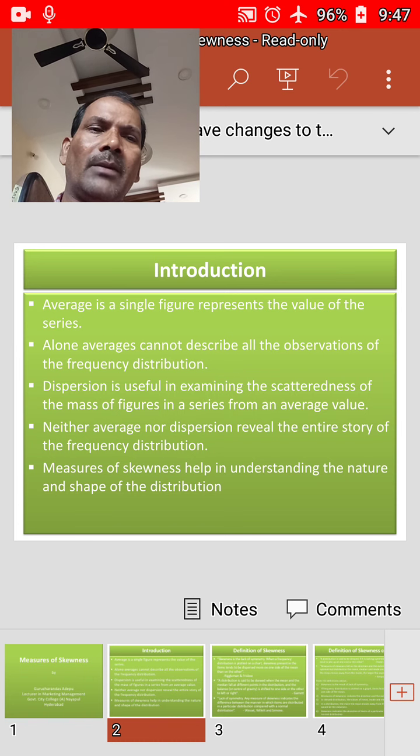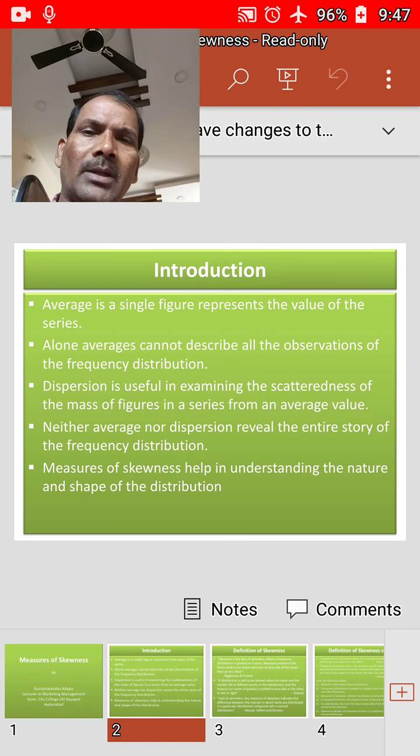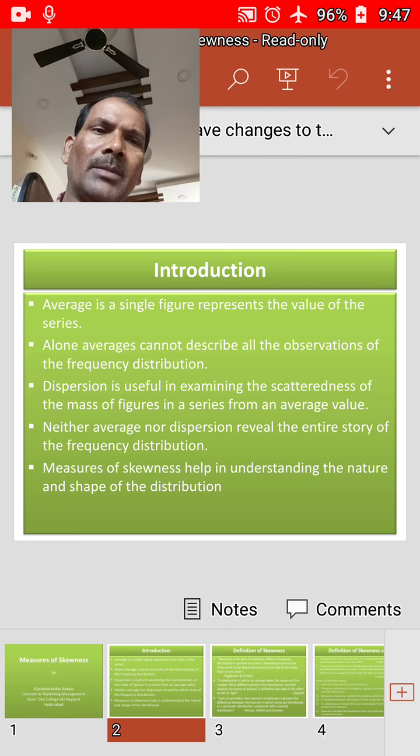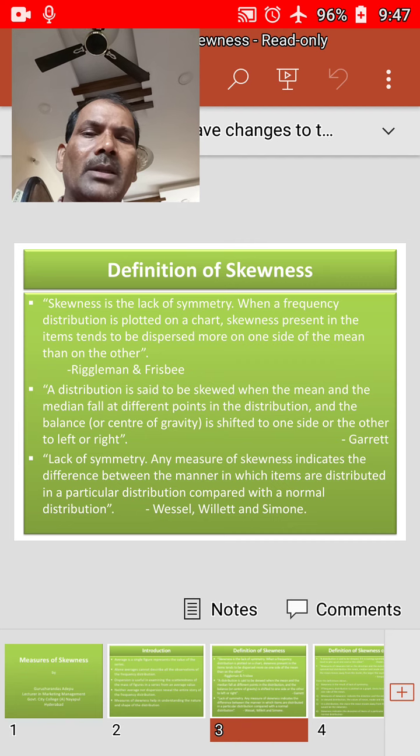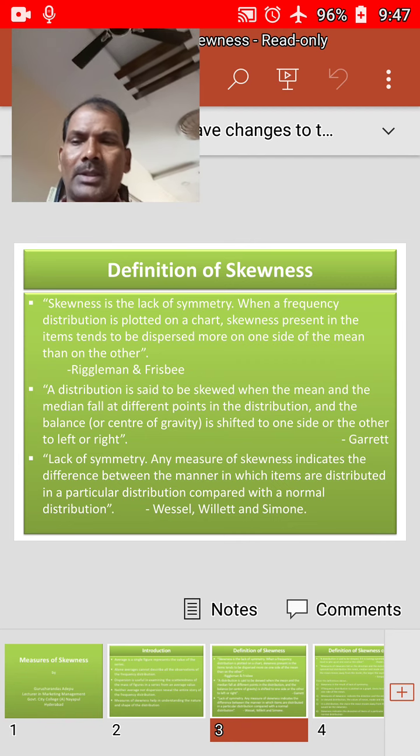Okay, while the frequency distribution, if you see with the given example, one is symmetrical and the other is asymmetrical. That means measures of skewness help to understand the nature and shape of the distribution, right? Next, the definition of skewness we'll discuss.